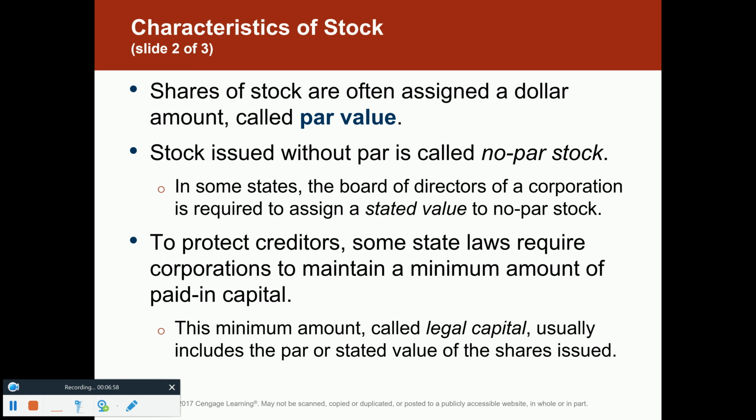So any amount that you actually receive above and beyond par value, you will credit another account called additional paid-in capital. So just be aware of that, additional paid-in capital. It's also an equity account, and this is where we're going to put the amounts that we received by selling shares to stockholders for above and beyond par value.